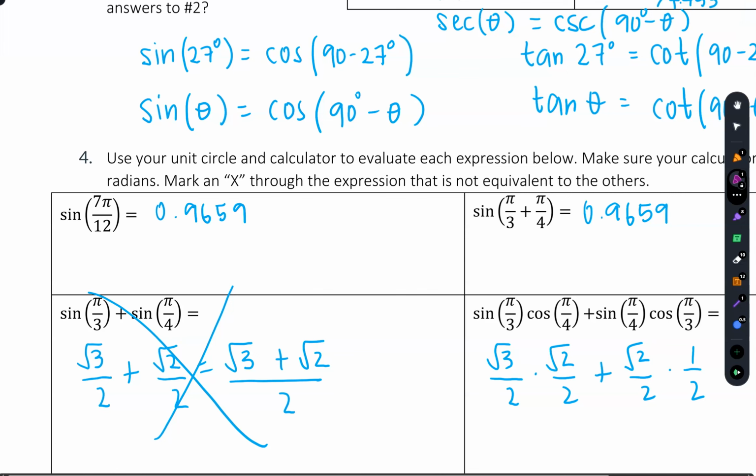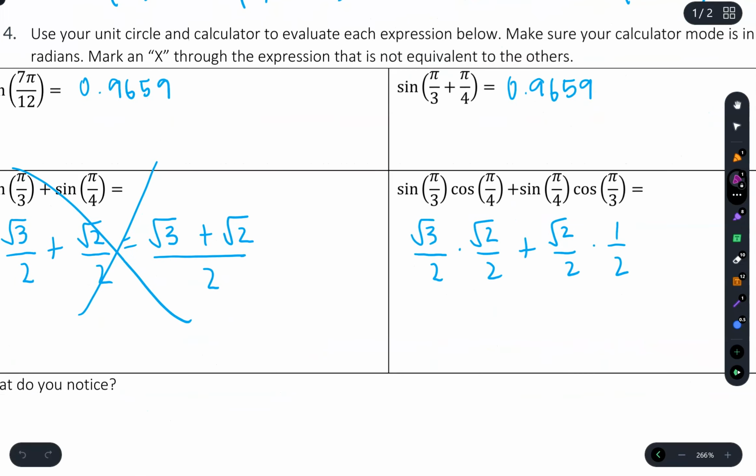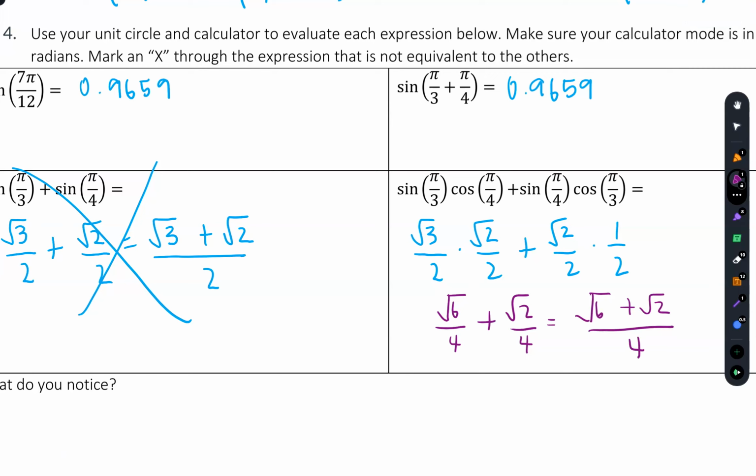Okay, so let's finish where we started. If we were to multiply these together, that's square root of 6 over 2 plus square root of 2 over 2. Oops, I can't multiply, but that should be a 4 and a 4. Okay, so then we'll have square root of 6 plus square root of 2 all over 4.